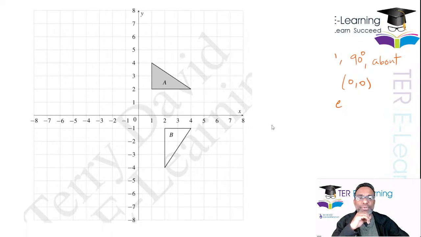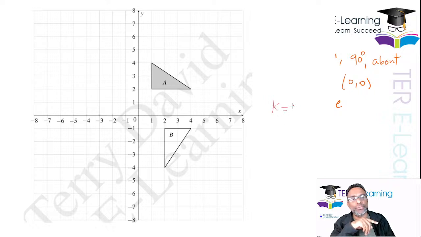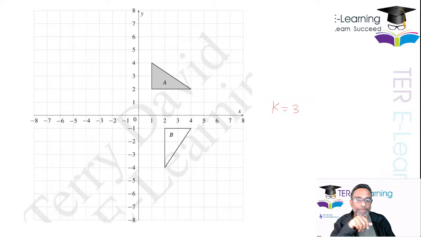Right, I hope you all see my screen there. Now what we're trying to do, we want to do an enlargement. The scale factor is 3, so k is equal to 3. And also the center of enlargement is 5, 6. Now how do we do that? So here's what you're going to do. The first thing we need to locate is where the point 5, 6 is. So 5, 6 is up here. So that's your center of enlargement.